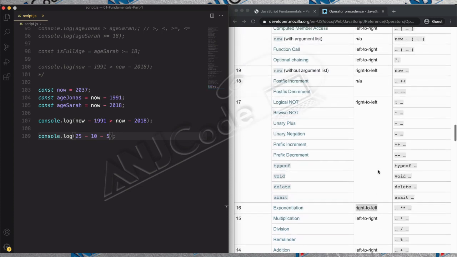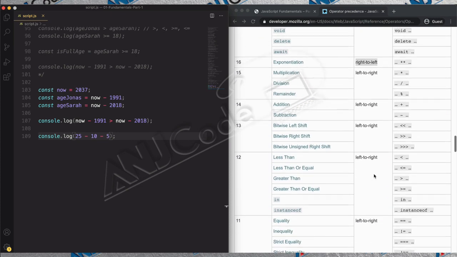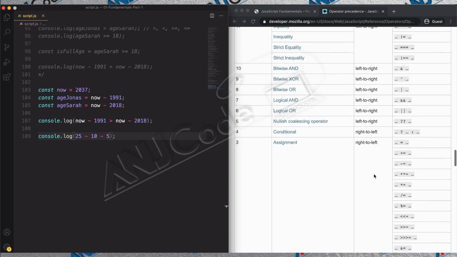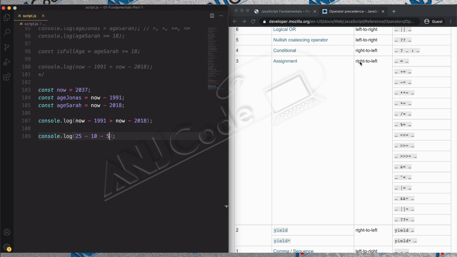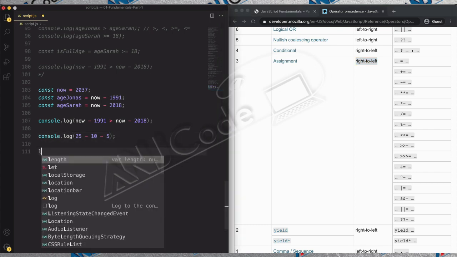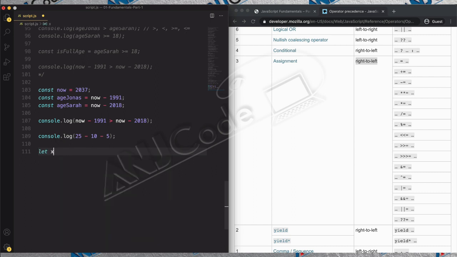So let's see where we actually have assignment here. So it should be one of the lowest ones, and indeed it is. So it's number 3. And so, as I said, this one is right to left. And so let me show you a nice example of why this is important. So let's declare two variables, let x and y, and here's something new. So we can define two variables at the same time, like this. So now in one line, we declared two empty values. So two values which are going to hold for now the value of undefined, right? So that's x and y.